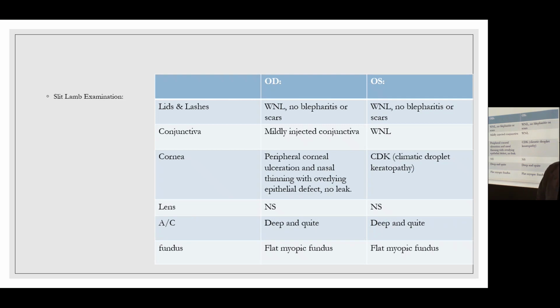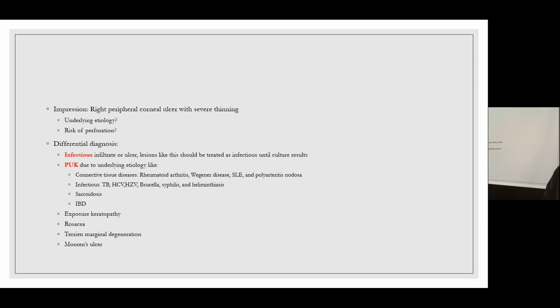And in the left eye was the CDK she was referred to. In regard for the lens, she had nuclear sclerosis, OU, and her AC was deep and quiet, OU. And for the fundus, it was a flat myopic fundus and normal. So our impression that this patient had a right peripheral corneal ulcer with severe thinning.